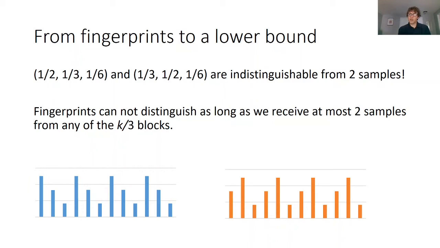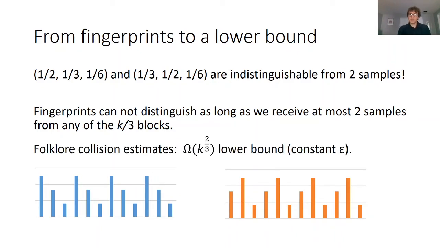Is it likely that we'll satisfy this condition? Well, yes, from birthday collision estimates, we want to make sure that we get at most 2 samples in a block. This is going to be very likely as long as we have, say, fewer than k^(2/3) many samples. At this point, this is where it becomes kind of likely by birthday paradox type arguments that we would see 3 samples in at least one of these blocks, and at that point, we're just going to give up. And again, this bound holds for some constant epsilon that we're not going to try to work out here.